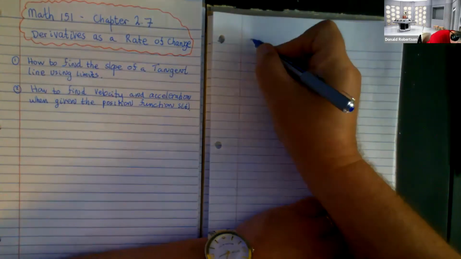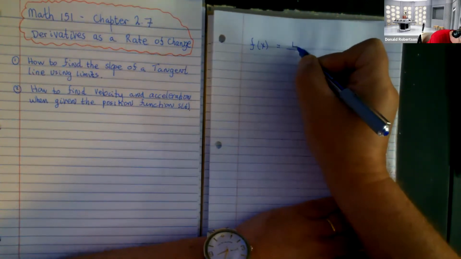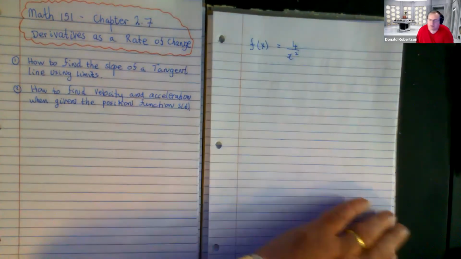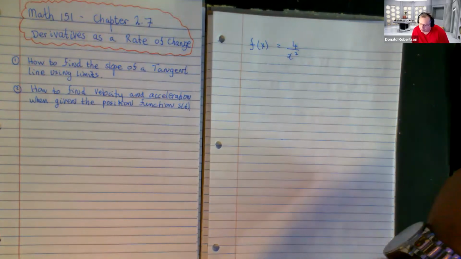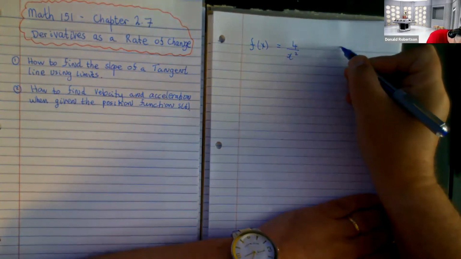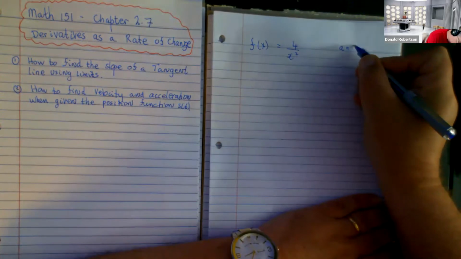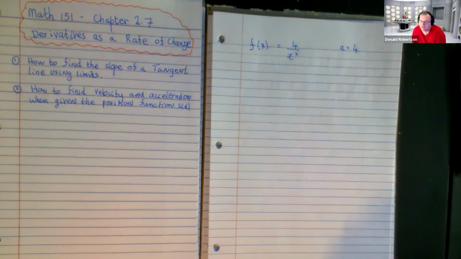Let's make life even more difficult. We'll make a 4. I want to find the slope of a tangent line to a fraction. So we've done quadratics, x cubes and things. That's polynomials, really. We've done square roots. We just finished doing them, so that's how we deal with that. Now let's look at very simple fractions, 4 over x squared. And I would like to know the slope of the tangent line at a equals 4, just because I want to.